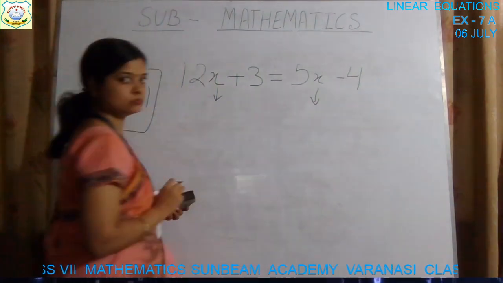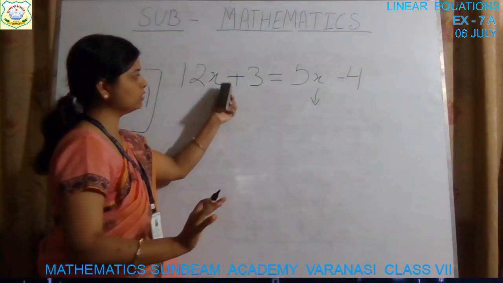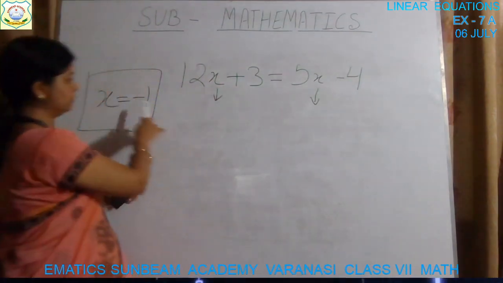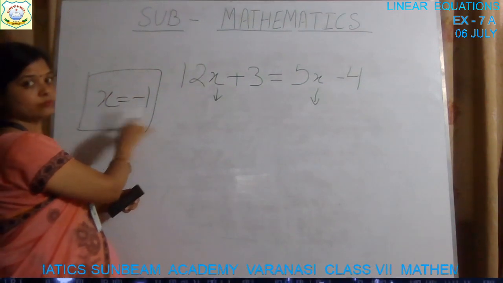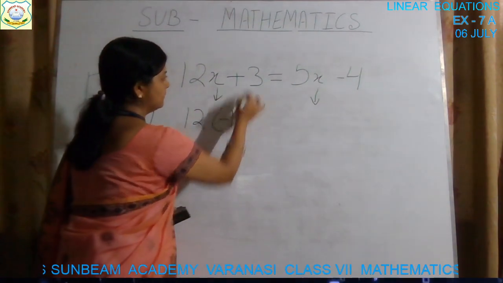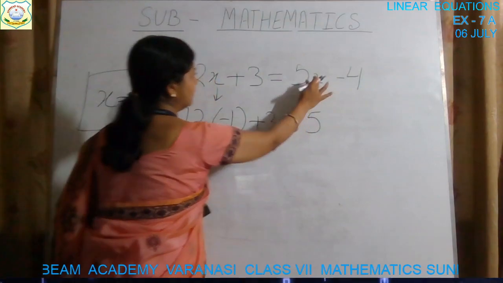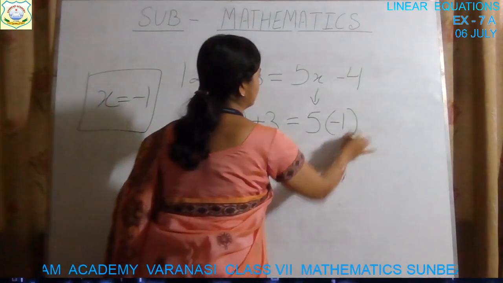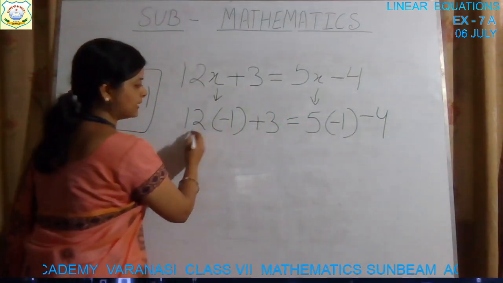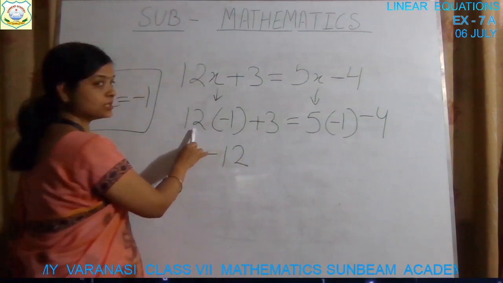Here also, wherever x is there. This is the question, no need to change it. Wherever you find the variable x, just put its value. What is the solution? So 12 into minus 1, then plus 3 is equal to 5, this x is minus 1, and then minus 4. 12 ones are 12. And it will be minus, children. One is positive, one is negative.